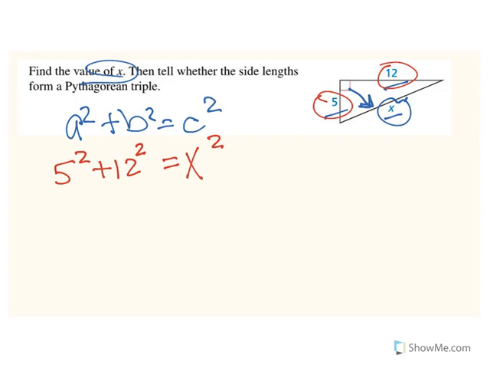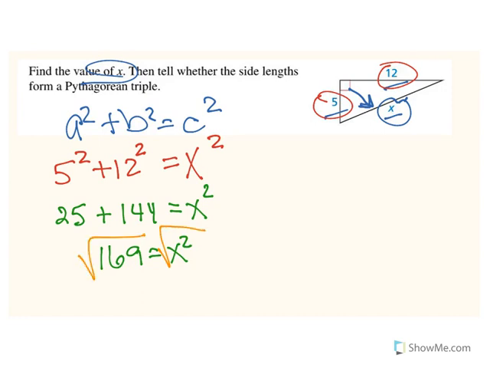And then we do the math. So 5 squared is 25, 12 squared is 144, and that all still equals x squared. 25 plus 144 is 169, still equals x squared. And then to get rid of the x squared, we have to take the square root of both sides.